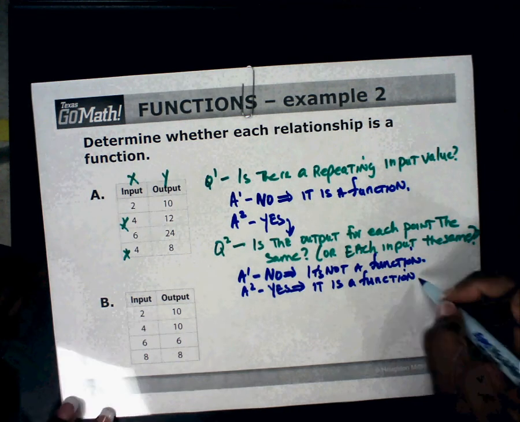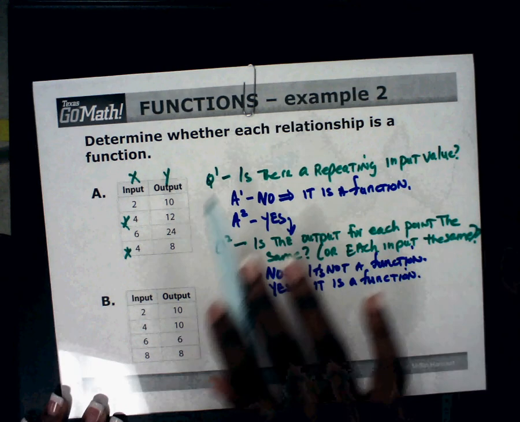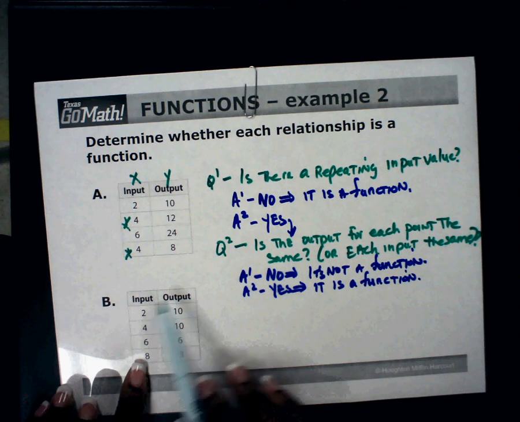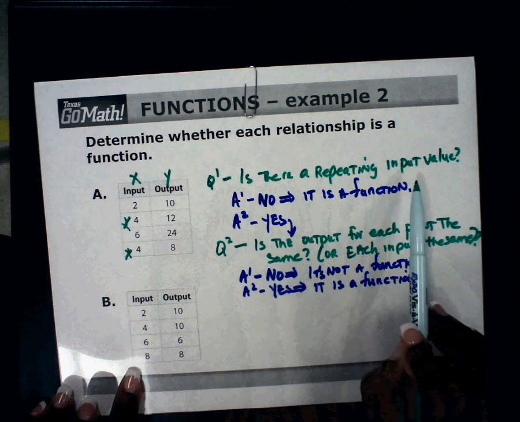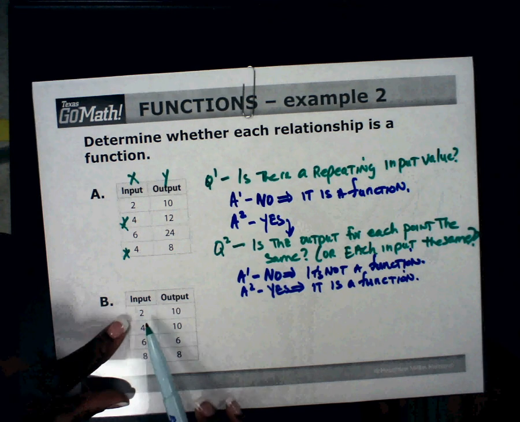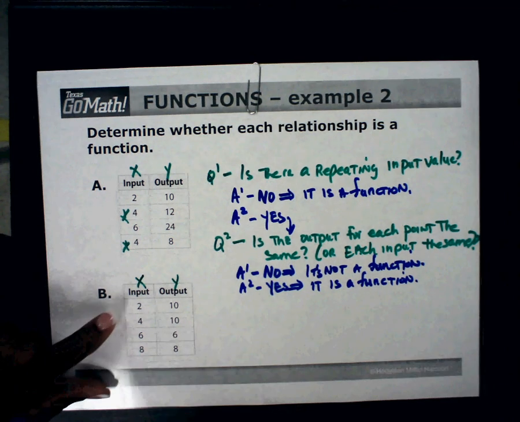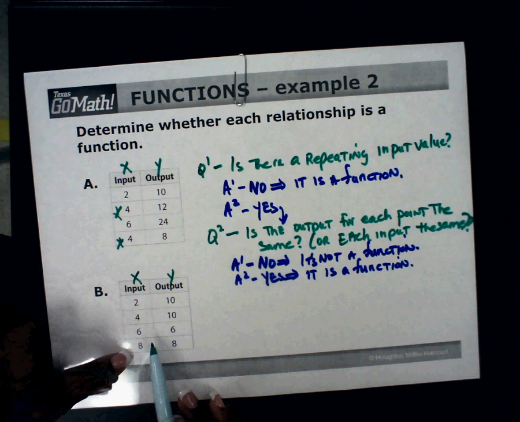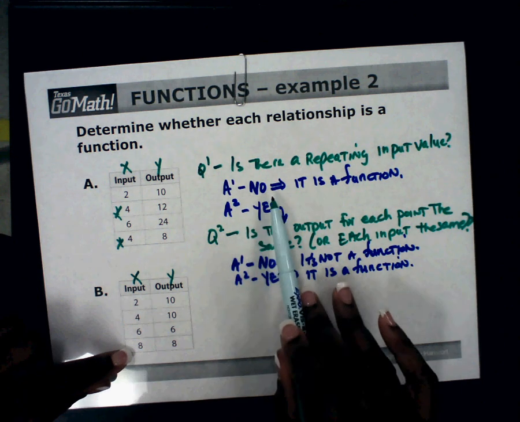Okay, so it's going to go a lot quicker the next time because I won't have to write down all of these questions. So let's look at B, and we're going to determine if B is a function. We ask the first question: is there a repeating input value? Again, this is our X, this represents our Y. We look at our input values and we see we have 2, 4, 6, 8. So the answer is no. There are no repeating input values. That means that this is a function.